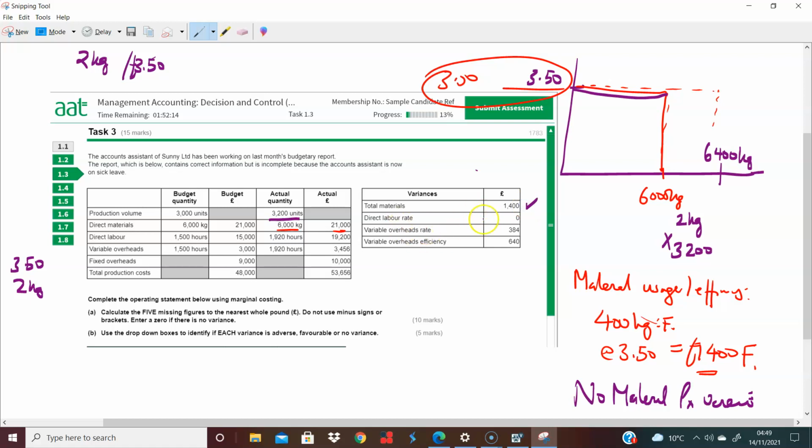I'm just doing this now, and showing you that I think the best thing is to just do it. So I'm going to write my answers here under materials. Total variance is 1,400 favorable. Material efficiency, or material usage, let's use U so we don't mix it up with labor. Material usage variance was 1,400 favorable, and material price variance was 0.